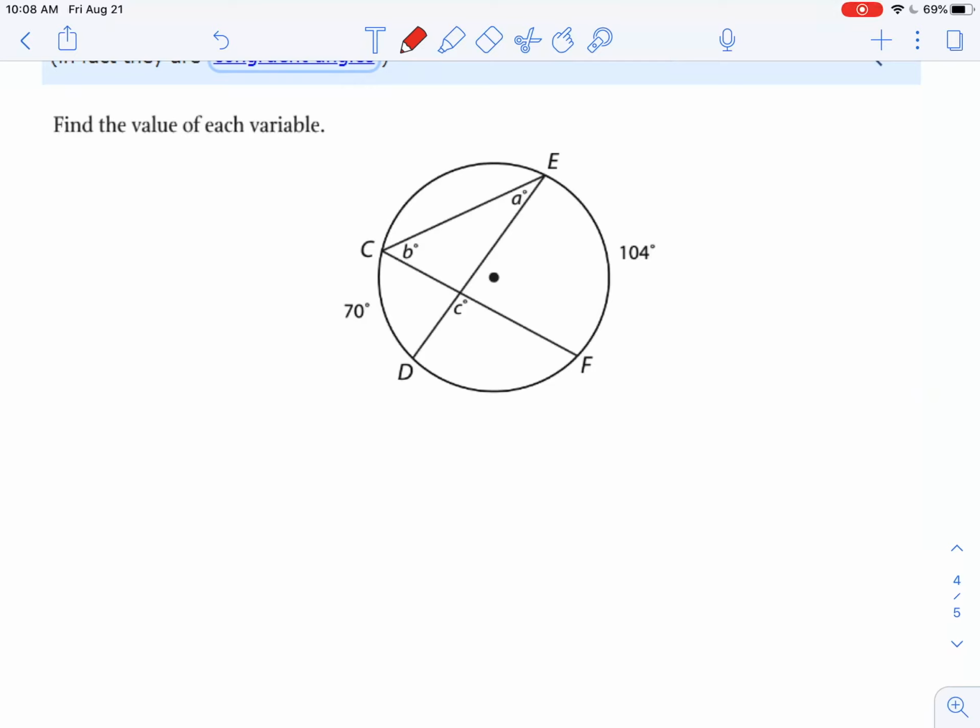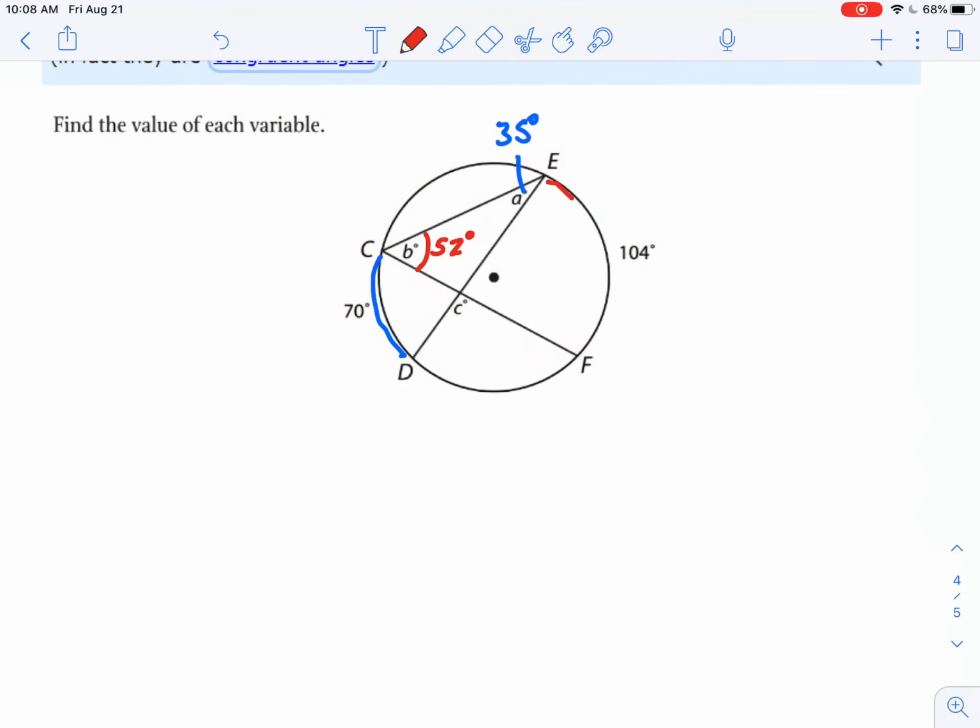I'll start with what I see, B here. B is an inscribed angle across from 104 degrees. Therefore, that's 54 degrees. Oh, I'm sorry, 52 degrees, right? Half of 104 is 52. Angle A is opposite or across from this 70 degree arc. Therefore, angle A is 35 degrees.